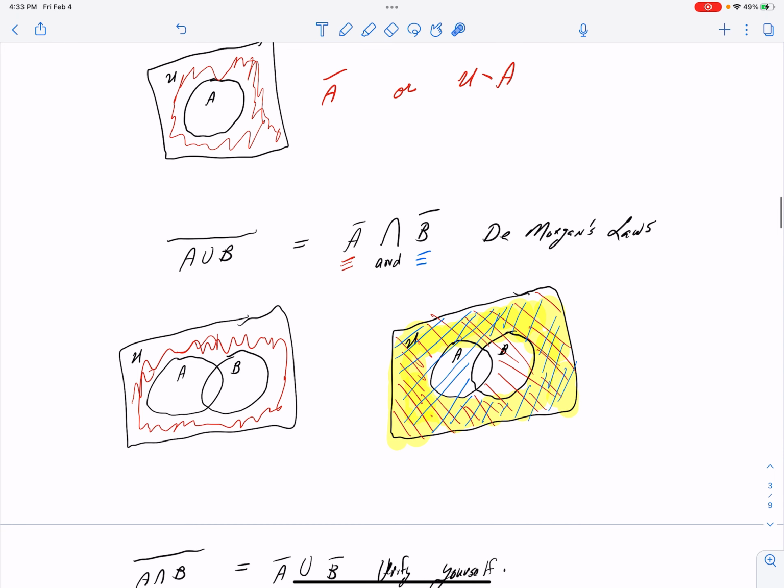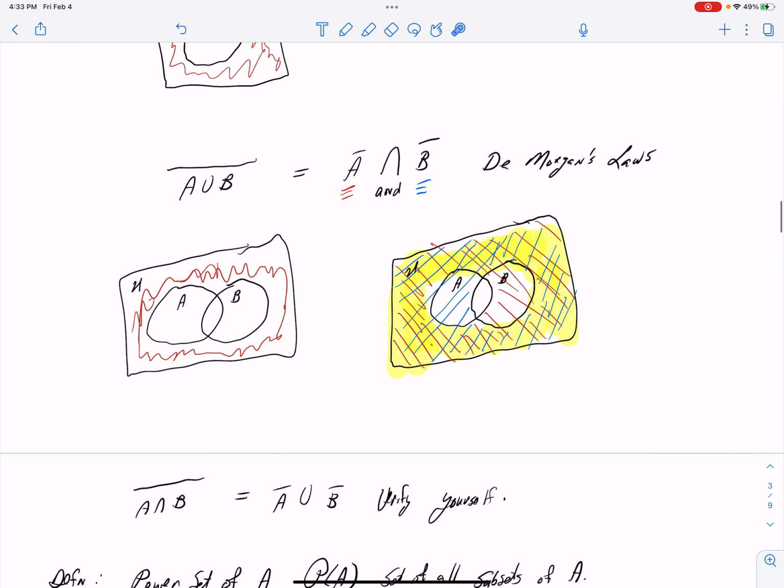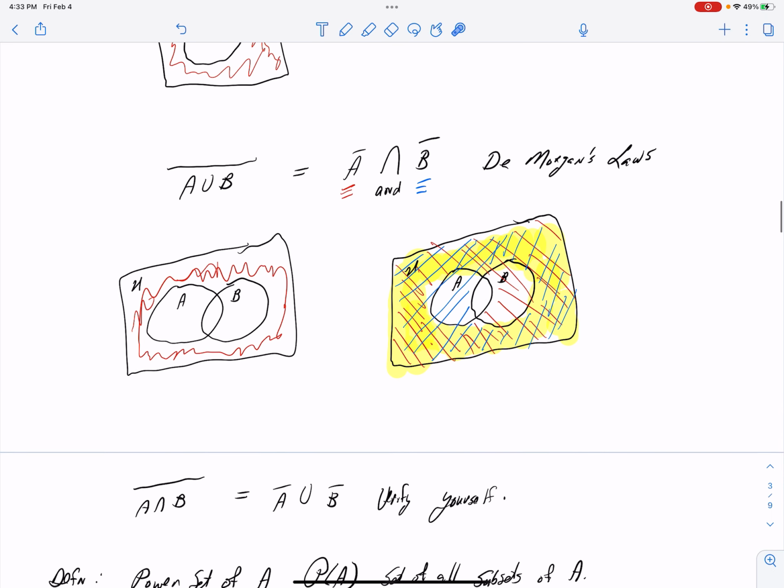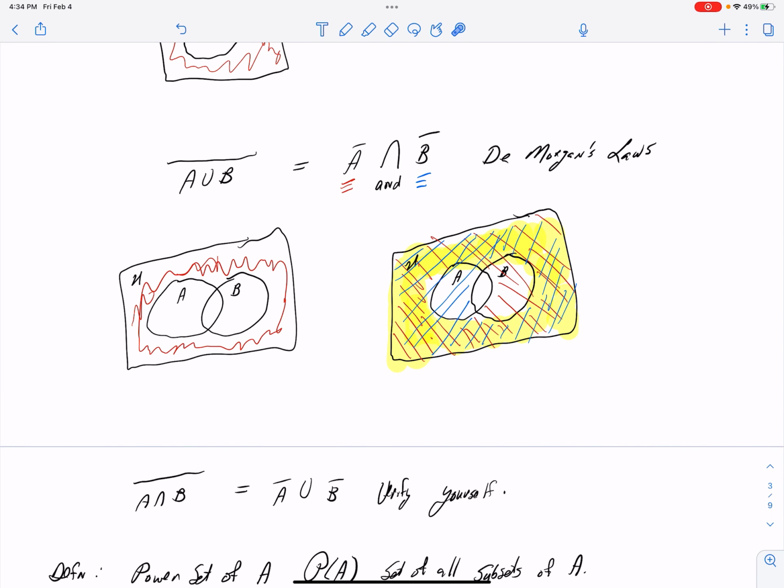Okay, Venn diagrams are very useful in trying to figure out whether or not two set theory expressions are equal. And here I'm going to claim these two set theory expressions are equal, namely the complement of A union B turns out to be the complement of A intersect the complement of B.